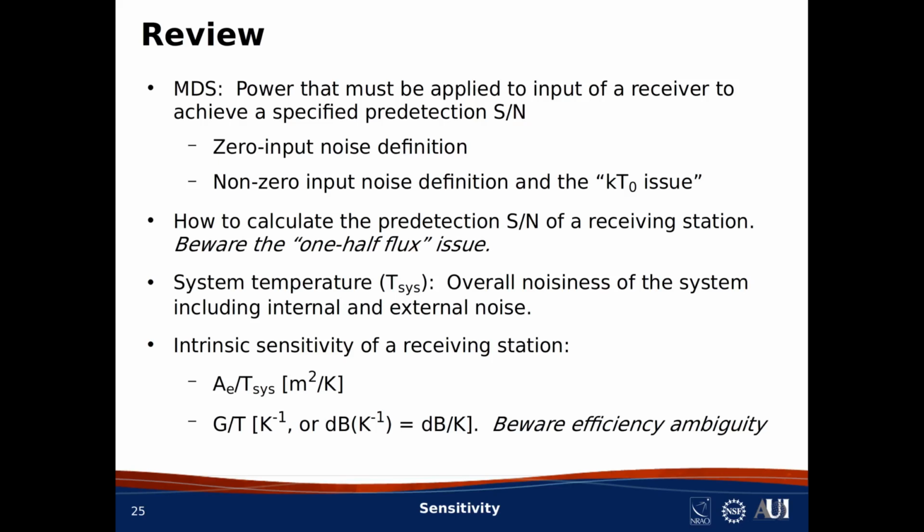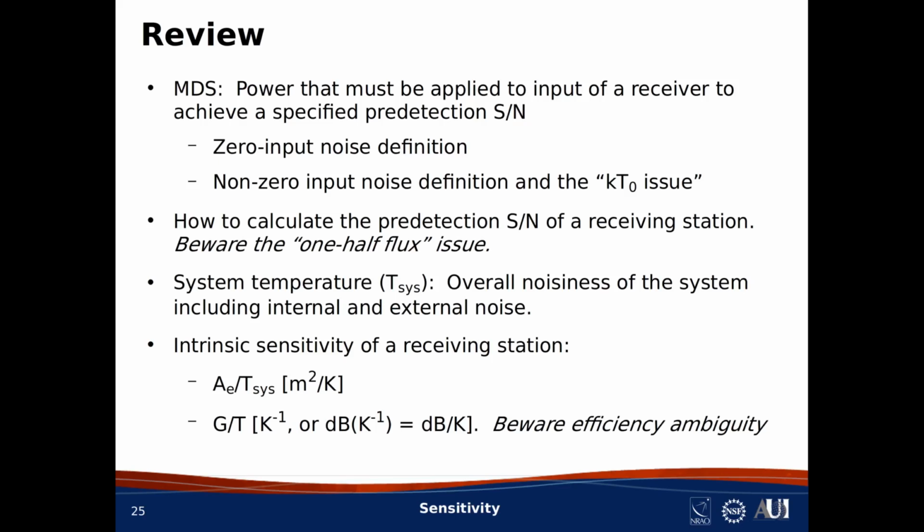We worked out an expression that lets us calculate the pre-detection signal-noise ratio for an entire station, including an antenna and a receiver. And I warned you about the 1/2 flux issue. That is, just be careful that you know whether the input signal power is being defined in terms of a single polarization or all the power available in two orthogonal polarizations. Along the way, we defined system temperature, T-sys, which you can think of as the overall noisiness of the system, accounting for contributions from both internal and external noise.